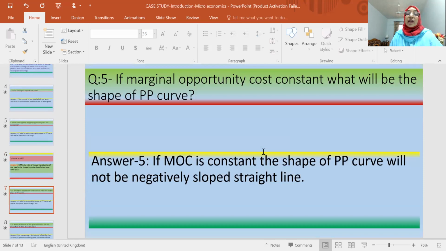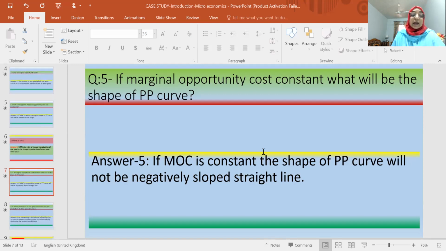Next question is, if marginal opportunity cost is constant, what will be the shape of PP curve? If marginal opportunity cost is constant, the shape of PP curve will be a negatively sloped straight line. Means it will not be concave to the origin, it will be a negatively sloped straight line.